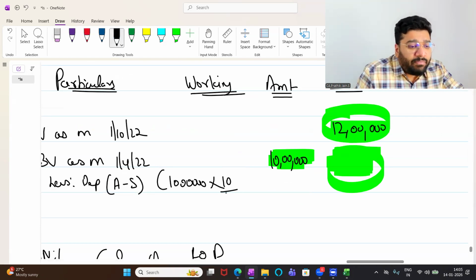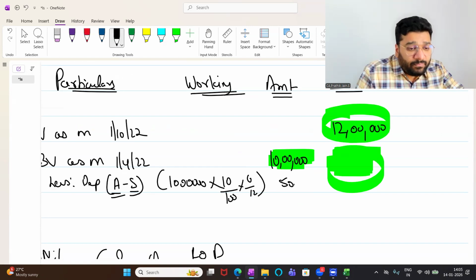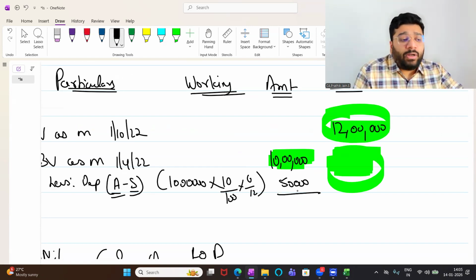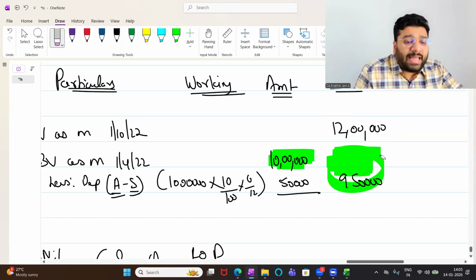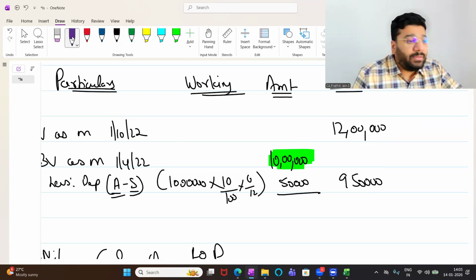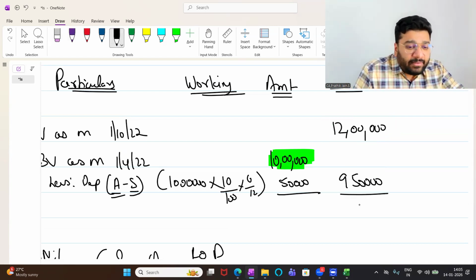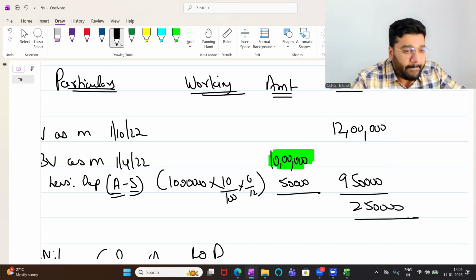1 lakh into 10 by 100 into 6 by 12, because I am doing depreciation from April to September only. Because I want the book value as on 30 September or 1 October. How much is depreciation? 50,000. Now tell me, what is the book value as on the date of acquisition? 9 lakh 50,000 is the book value on the date of acquisition. So in your books, the value of the asset is 950. But in the market, if I go and sell this building, it is worth 12 lakh rupees. So upward revaluation by how much? 2 lakh 50,000. Okay?